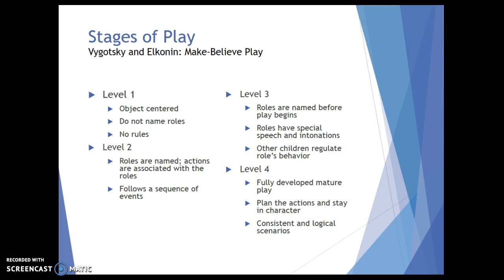At level 3, they really plan it out a little bit more. So they say, okay, who's going to be what? And they don't swap roles all the time. Sometimes when you see young children doing role games, they change roles all the time. At level 3, they might stick to their roles. And children make sure to regulate each other's behavior. Like, hey, you're the mom. You wouldn't have said that if you were the mom. And they use a different tone of voice to mimic the adult. And then at level 4, it's much more developed.